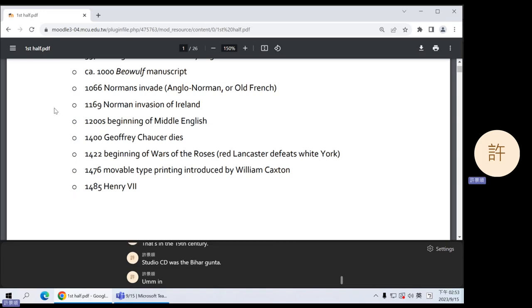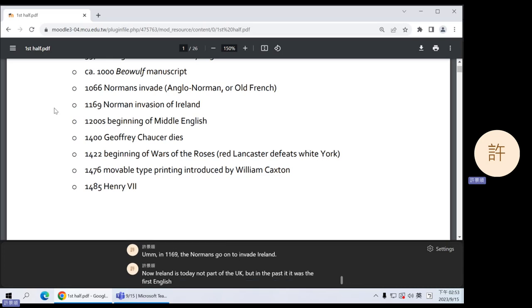In 1169, the Normans go on to invade Ireland. Now, Ireland is today not part of the UK, but in the past, it was the first English colony. 英国第一个殖民地就是爱尔兰. And the history of these two countries is connected in many different ways, including in literature. So I will always mention if something important happens to Ireland.